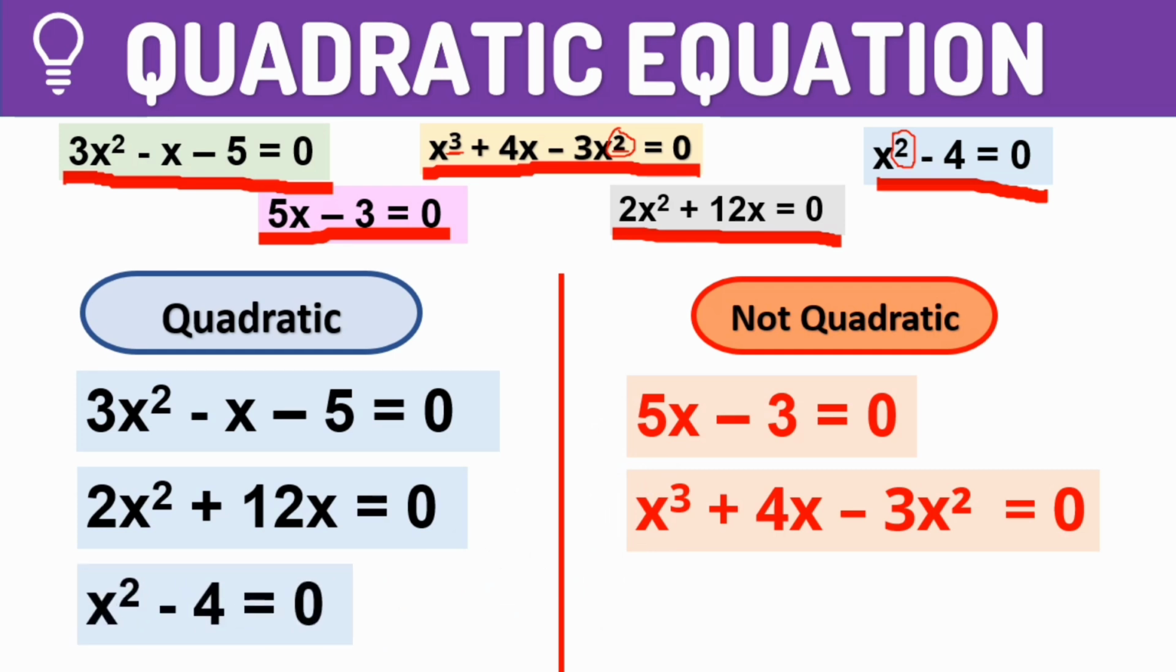Okay, so you can notice here that all the quadratic equations have the highest exponent of 2. Unlike the not quadratic ones, where the highest exponent here is 1 and the highest exponent here is 3. So we can now easily say that the highest exponent of a quadratic equation must be 2. But let us have more examples.